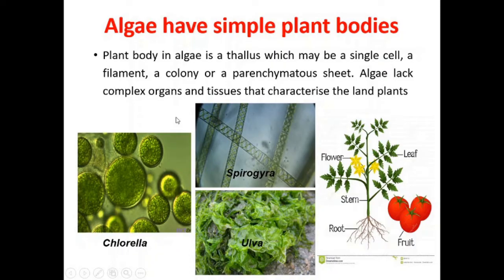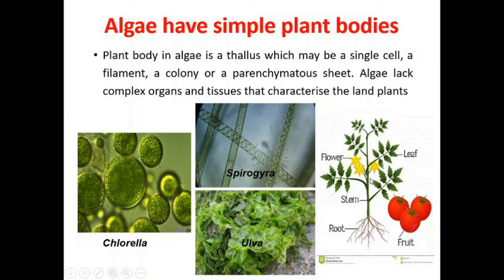So algae have simple plant bodies. The plant body in algae is a thallus. The thallus may be a unicell as in case of this Chlorella, or it may be simply a filament as in case of this Spirogyra, or it may be sheet-like as in case of the Ulva.